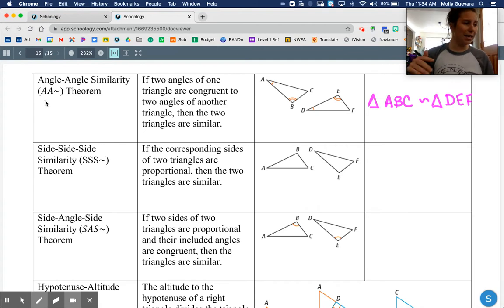The next one is side-side-side similarity. This is if the corresponding sides of two triangles are proportional, not equal, proportional. If they were equal, then they would be congruent, but they can be proportional. So this is side A, side B, and side C, and then this is D, E, and F. And I'm going to let K be the scale factor.